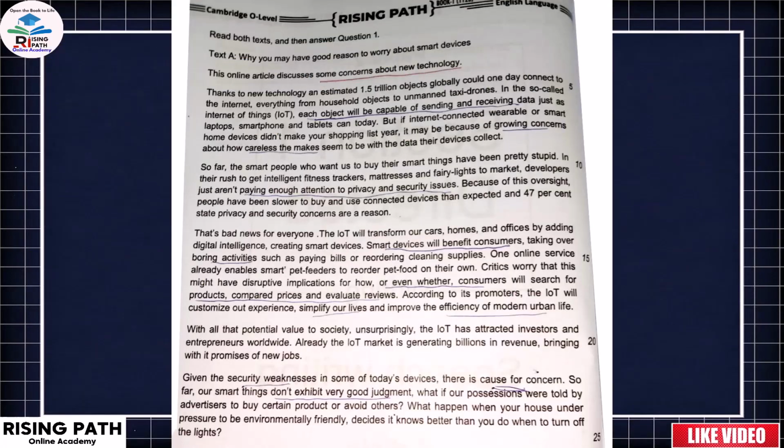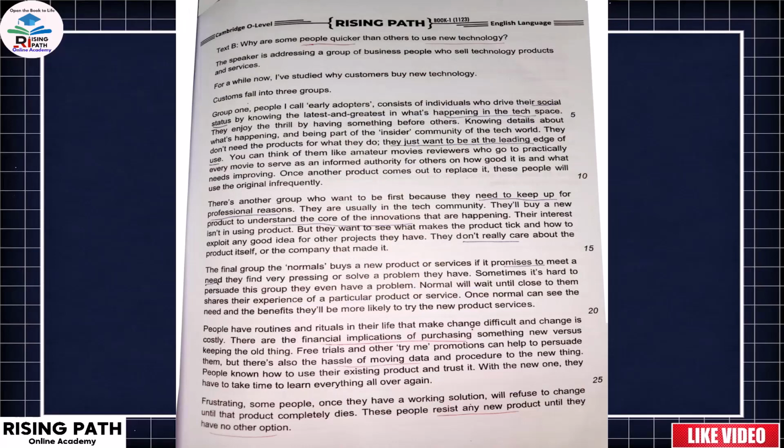Now we are going to attempt a magazine article, to apply all these tips and techniques that we have learned about argumentative writing. This is the paper directed writing question, that is text A and text B, about why you may have good reasons to worry about smart devices. As we all know, first of all we have to read and underline the points, and then afterwards we are going to make a rough sketch, and then we are going to have the question.